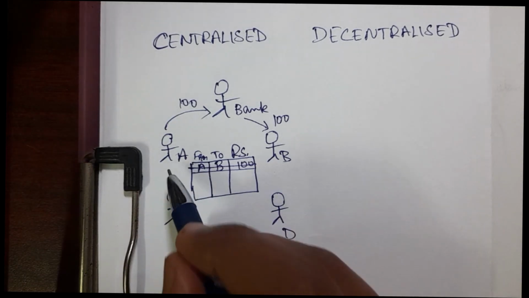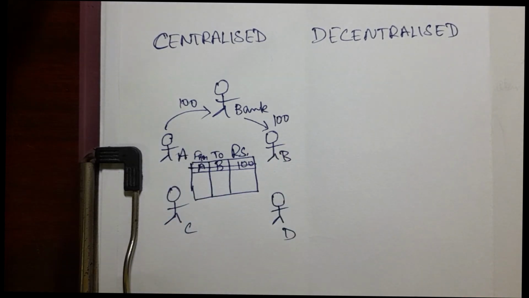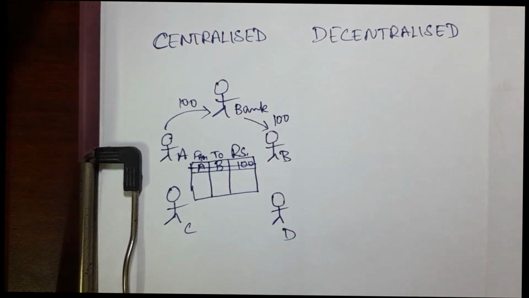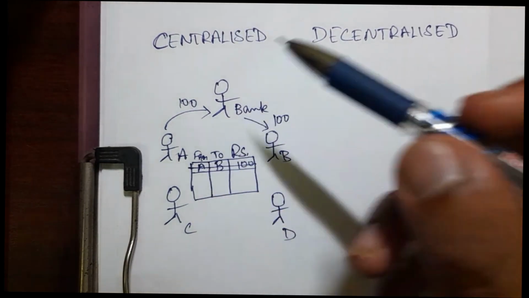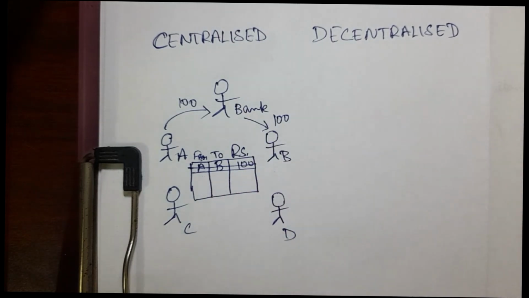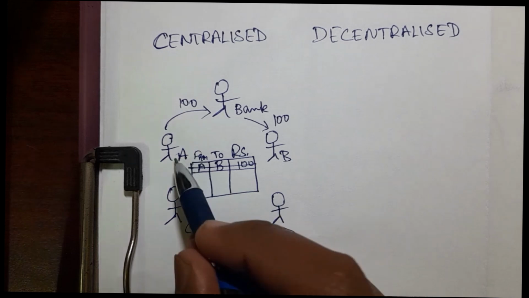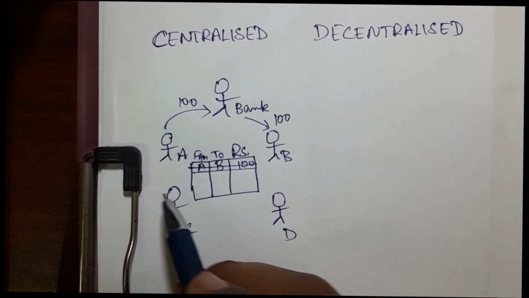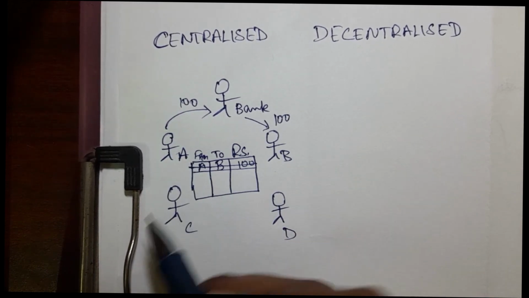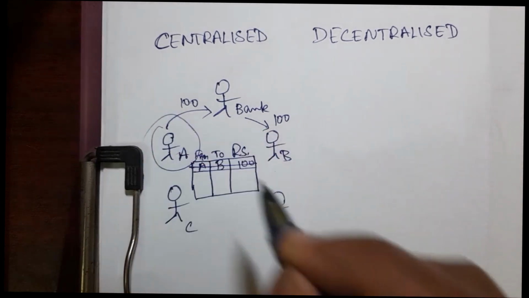If A asks, I sent you 100 rupees, B will say, no, I didn't receive any. And if A asks the bank, the bank will say, no, we don't have any records. This can happen. I'm not saying this is happening. Okay, that's a mosquito, I'm really sorry for that. So A is going to ask C, do you know anything about this? C will not know anything about whatever transaction happened here. So essentially A is becoming a victim.